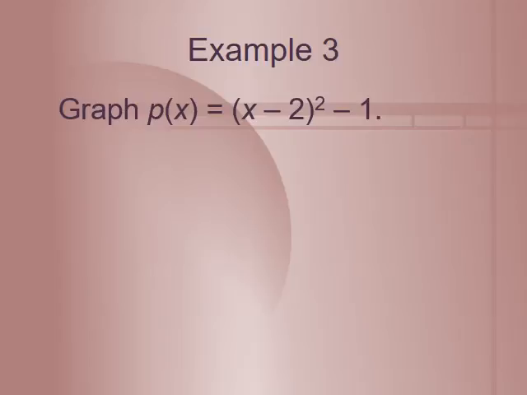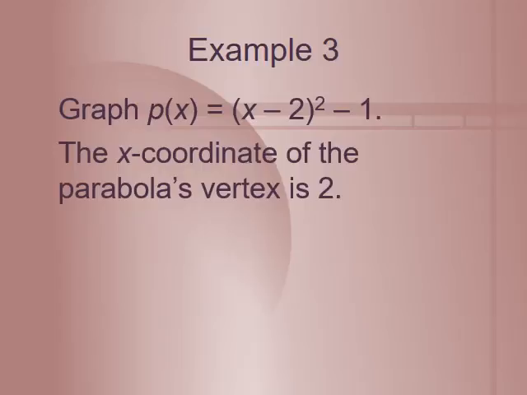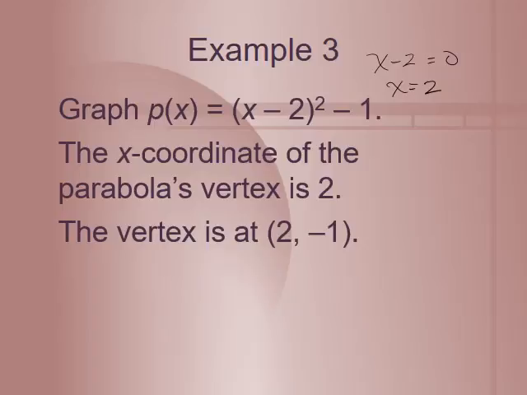Let's look at one more example. We're going to graph this one. This has something inside and outside, so it's going to move from side to side and up or down. So our x-coordinate of our parabola is going to be 2, because when we go x minus 2 equals 0, then x equals 2. So we're going to start with the number 2 as our vertex for our x's. So let's choose a couple numbers less than 2 and a couple numbers greater than 2.